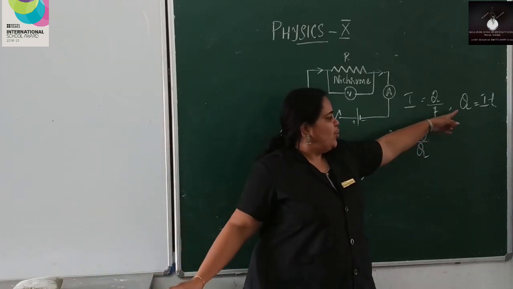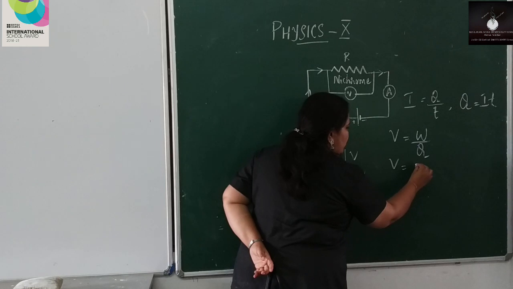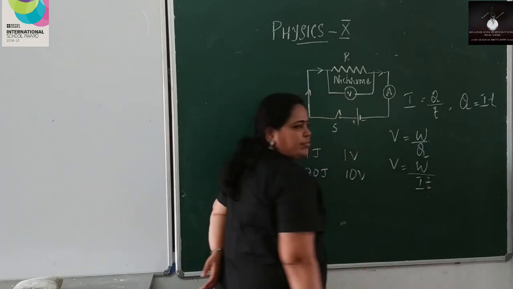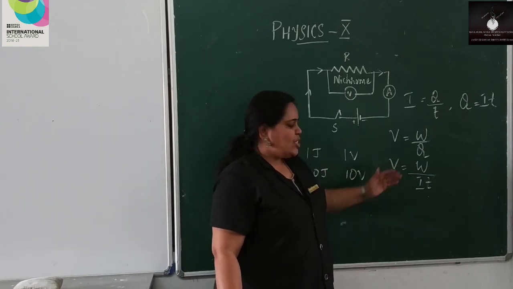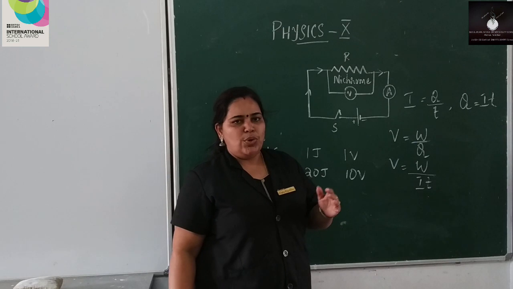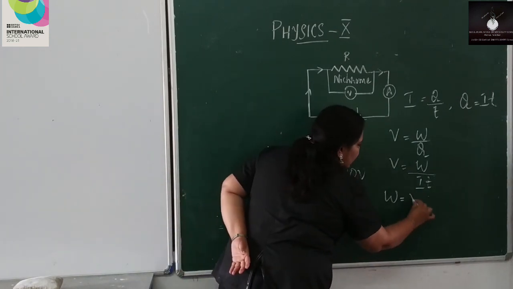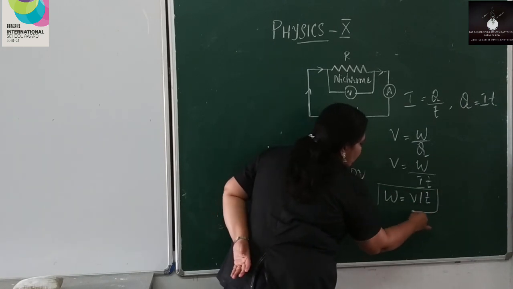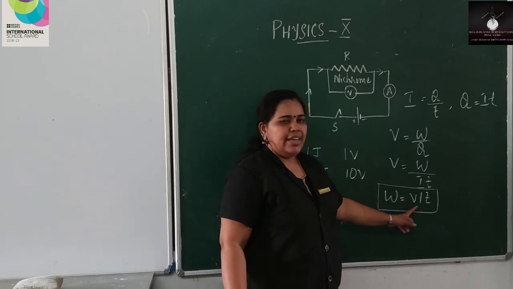Substitute the value of Q in this equation. What will happen? V is equal to W by IT. From this formula we can find the formula for work. Work done W is equal to, cross multiply, VIT. So now you have got the formula for work done: W is equal to VIT.